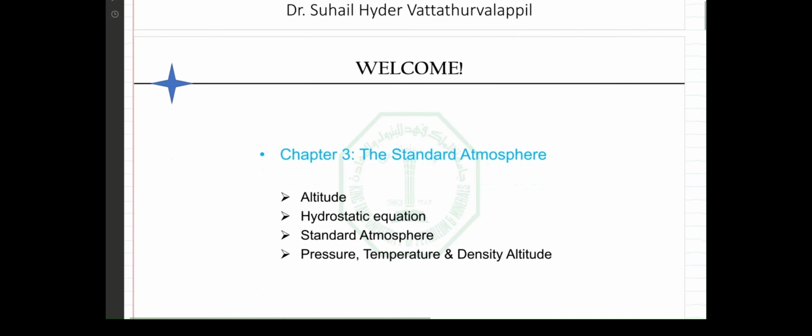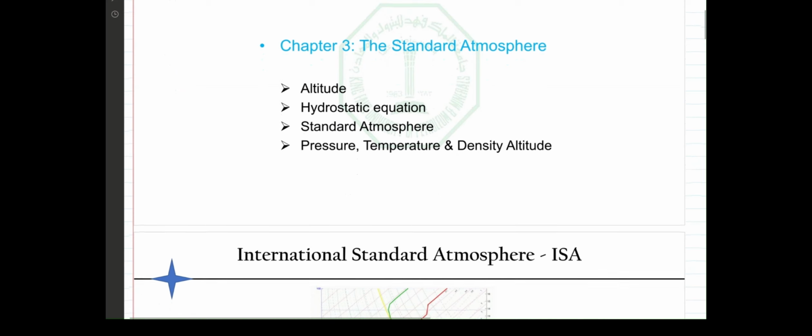Welcome everybody to the introductory course of AE221, Introduction to Aerospace, and today we're going to be discussing Chapter 3, the Standard Atmosphere. Here we are going to talk about four main key points: altitude, the hydrostatic equation, the standard atmosphere, and pressure, temperature, and density altitudes.